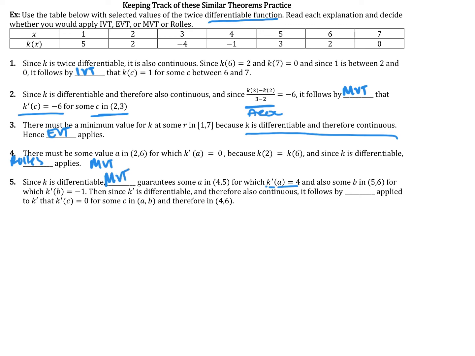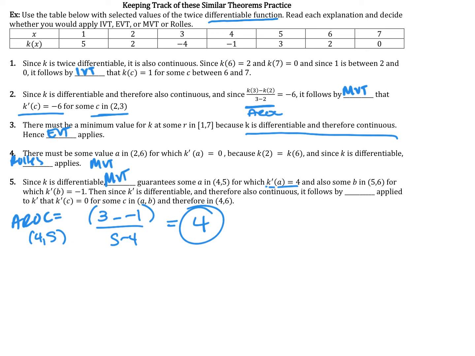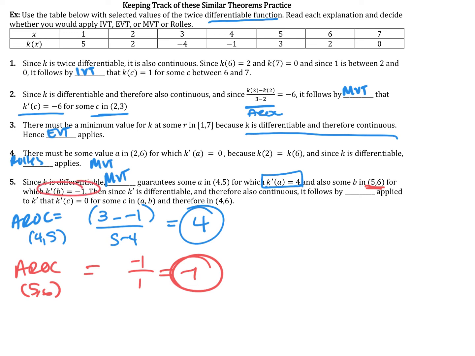And also some B for which that value is there. And actually, let me just show you why a little further. The average rate of change on the interval from 4 to 5 is 3 minus -1 over 5 minus 4, which is going to be 4. So the average rate of change here is 4. So this is saying average rate of change equals derivative. That's the mean value theorem. Similarly, the average rate of change on 5, 6 is going to be -1 over 1, which is going to be equal to -1. So that's why this is holding true as well.